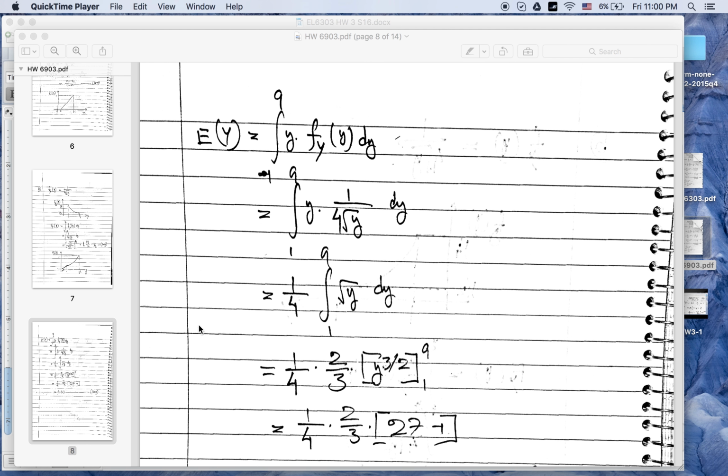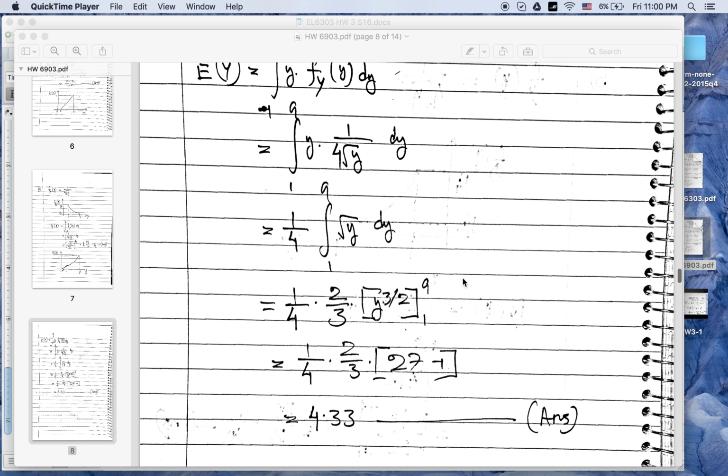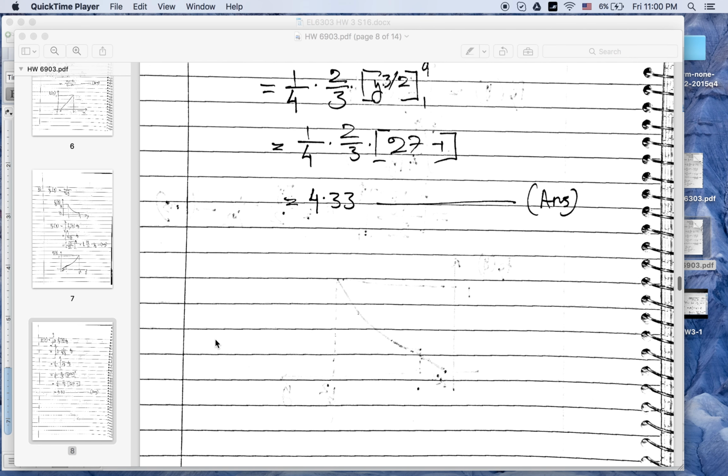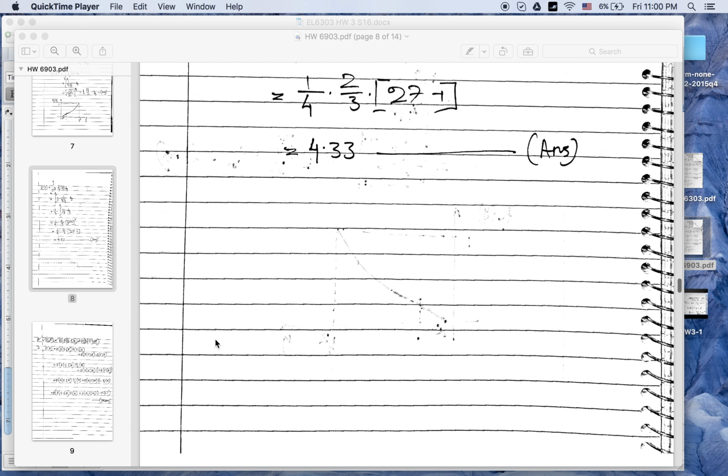Now expectation of y, this is nothing but the integration of y fy dy from 1 to 9, and fy we have already calculated as 1 by 4 root over y, and putting all those values and getting the integration done, we get the expectation as 4.33. So yeah, that's all for question 2.